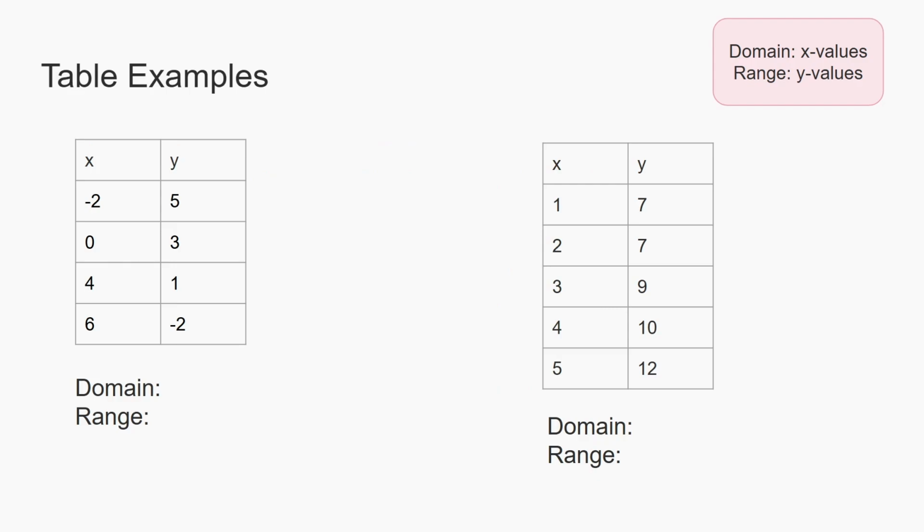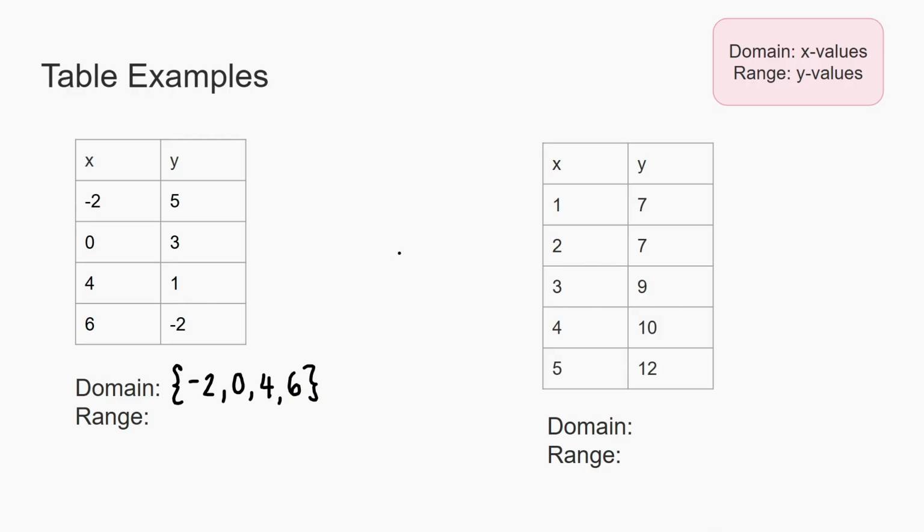Now, let's go over some practice problems. For the first question, we want to find our domain and range. Like I mentioned before, our domain is the x values. Our domain here is going to be -2, 0, 4, and 6. Let's write it in set notation. So we'll have -2, comma, 0, comma, 4, comma, and 6.